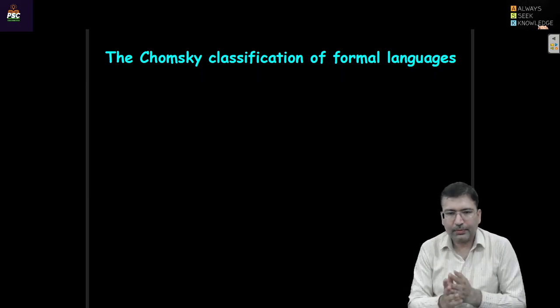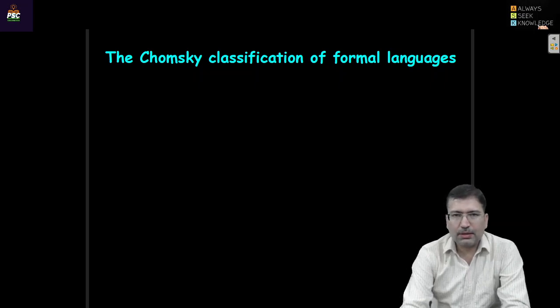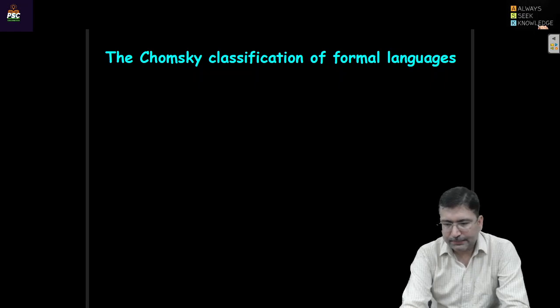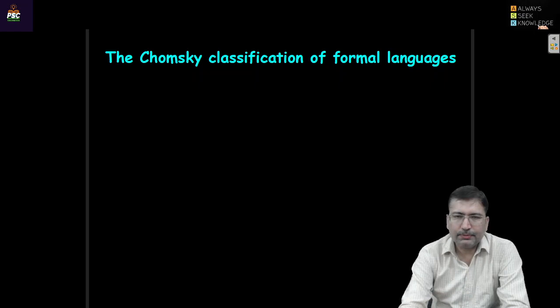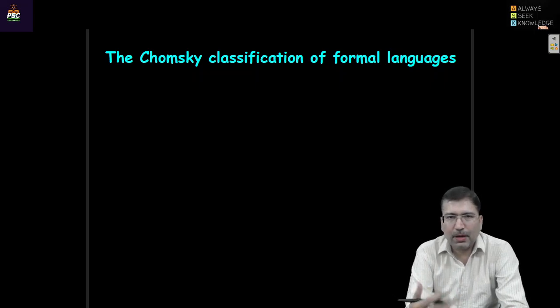Hello everyone. In this lecture, we are going to discuss the Chomsky classification of formal languages. Before discussing it, we try to understand: in the previous lecture, I discussed two classifications of formal languages. One, we consider whether a language is finite or infinite. Chomsky has given another classification based on the generative power of the formal language.